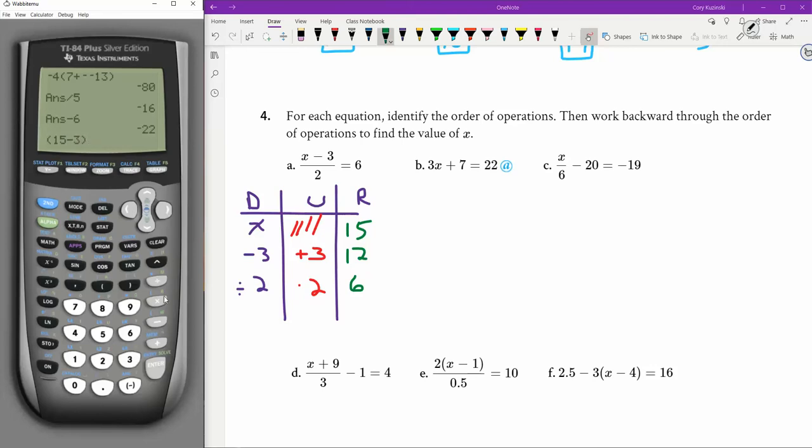(15 minus 3) over 2 is 6. Yes, we got the right answer, 15. Let's put a box around it. Let's do another.